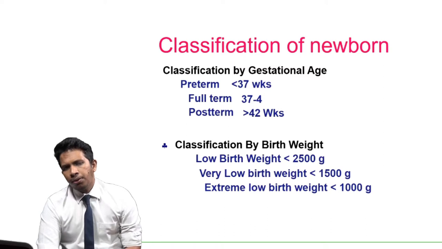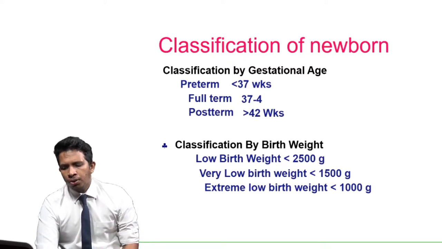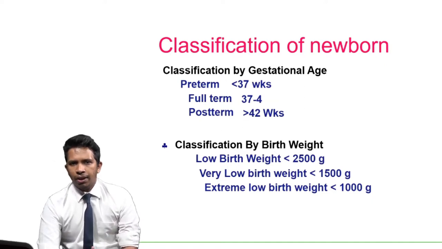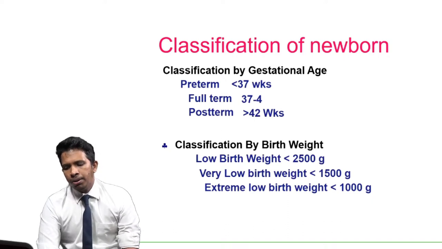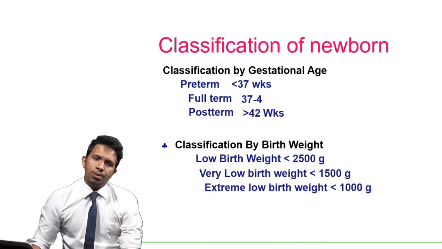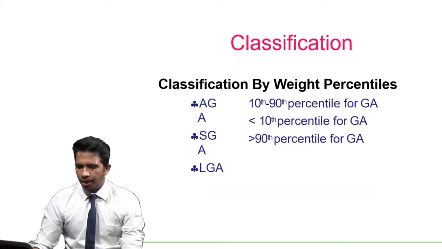So, low birth weight. As you all know, a normal birth weight child is more than 2,500 grams. So, a low birth weight child is less than 2,500 grams. A very low birth weight child is less than 1,500 grams. And an extremely low birth weight child will be less than 1,000 grams or 1 kilogram.